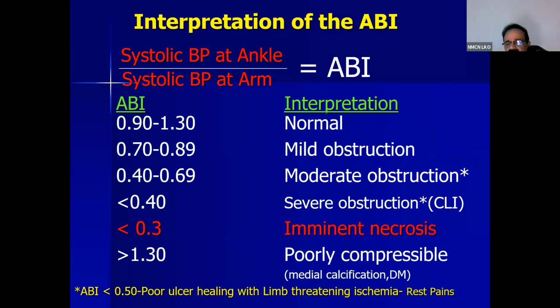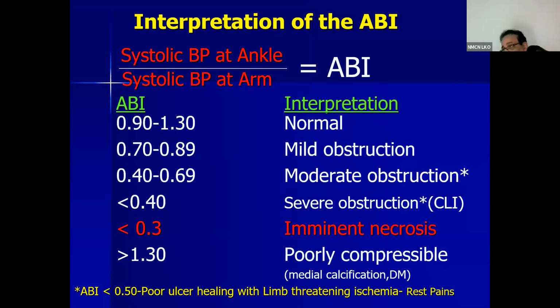If it is 0.7 to 0.89, that means mild obstruction is there. 0.4 to 0.69 is moderate. Less than 0.4 is severe obstruction, and less than 0.3 means imminent necrosis is there. So you should be cautious and refer the patient for peripheral vascular Doppler of both lower limbs. And if the ABI is more than 1.3 in the diabetic, what happens is, because of the medial calcification, vessels are not compressible. So that's why it comes on the higher side.